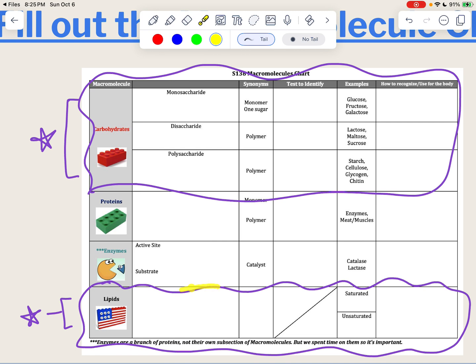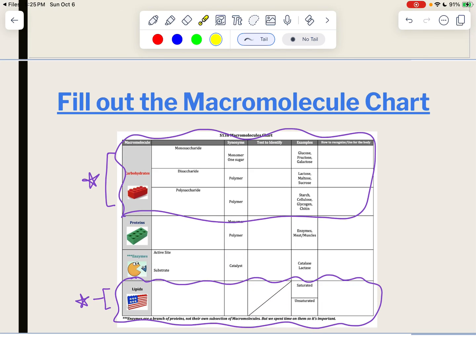And same for the lipid section. Do all of those things. Okay, I have a line between for the test to identify, so you can do the solubility test on one side of the box and the brown paper on the other. Okay, please fill this out to the best of your ability, and we're going to circle back soon.